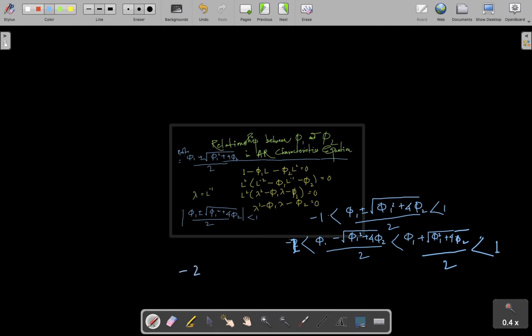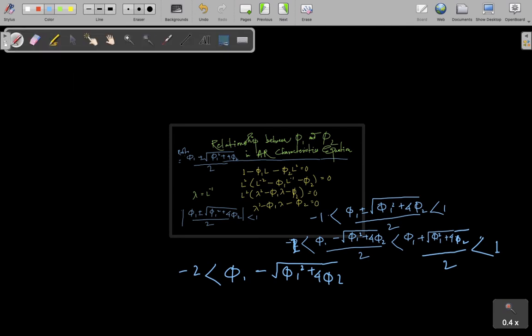So now if I use each of these inequalities, first I'll get minus 2 is greater than phi 1 minus square root of phi 1 square plus 4 phi 2, right? And if I take the phi 1 from the right hand side to the left hand side, what I'll get is, I can basically write 2 plus phi 1 is greater than, by taking the minus sign common, square root of phi 1 square plus 4 phi 2, okay?